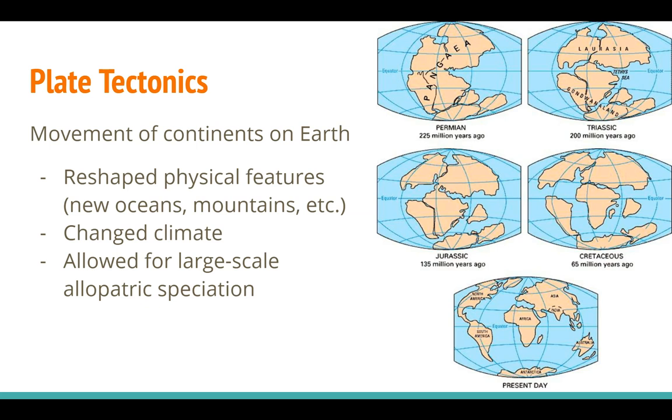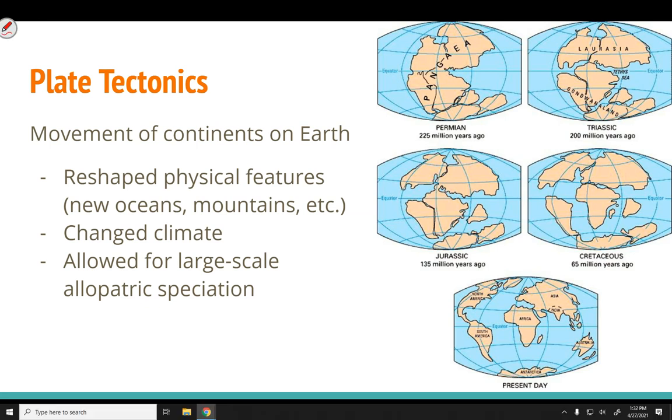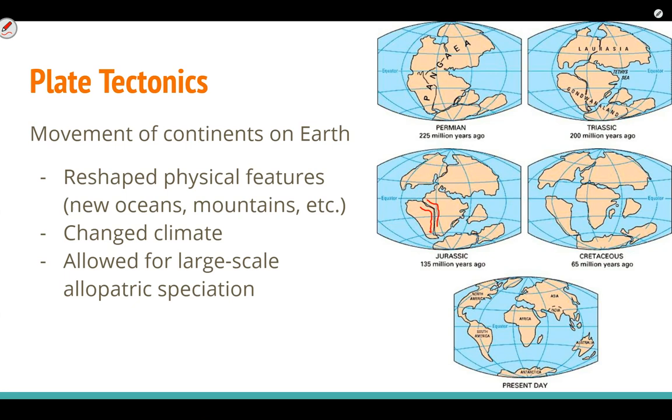And you've probably heard this type of evidence before, that we find similar fossils like on the coast of South America and the coast of Africa that show us they were once connected, the same things lived there, but as those continents separated, natural selection happened differently on each continent, and we end up with different species that live there today. So, kind of really large-scale allopatric speciation.